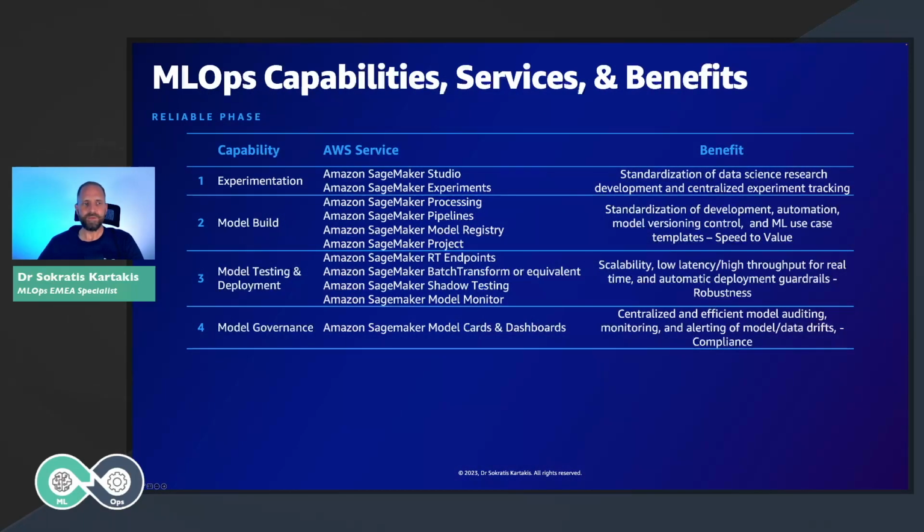Up to this point, what we saw is that for experimentation we have SageMaker Studio and experiments, for model build, we have SageMaker Processing, Pipelines, Model Registry, and Projects. For model testing and deployment, we have the real-time endpoints, batch transform, or other deployment methods, shadow testing, and Model Monitor. And we saw also for model governance that we have the model cards and the model dashboards.